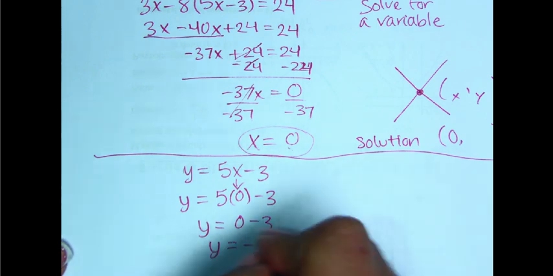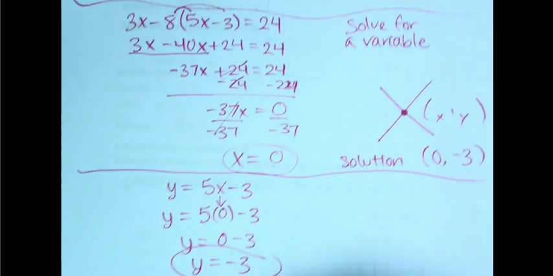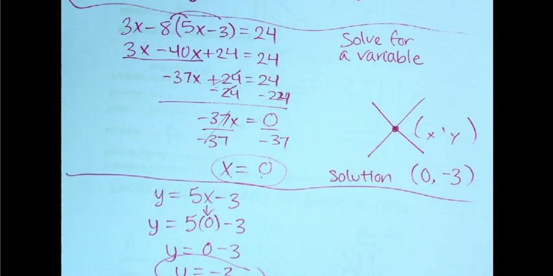That means that in our solution, we have an x with a 0 and a y value with a negative 3. And there you go. That's how you find the answer to a system of equations using the substitution method.